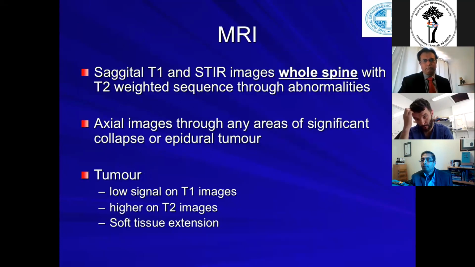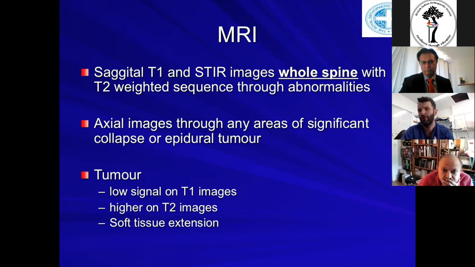MRI is our gold standard investigation. When I started as a medical student a long time ago, getting an MRI scan was a big deal. Now, as far as I'm concerned, it's a bog standard investigation that every single spinal patient requires. Essentially, we're looking at the T1 and T2 weighted images, as well as STIR sequences. And you can do fancy ones now, like in-out phase, to look at fat deposition and work out whether or not lesions in the spine are in fact malignant.